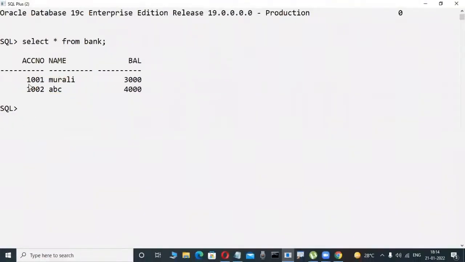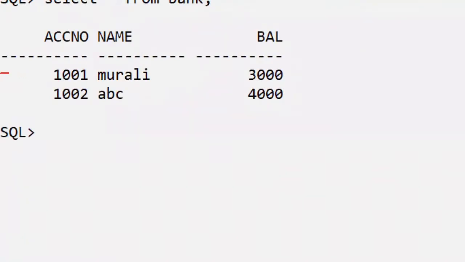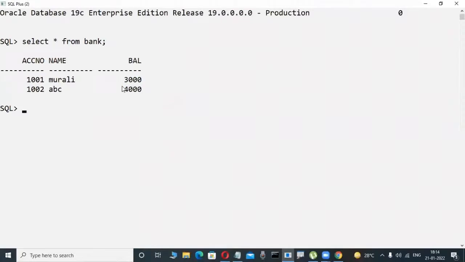Observe this data for one minute. 1001 is an account number. My name is Murali, and I'm an account holder. My balance is how much? 3000. My balance is 3000, for example. Now check out the scenario.